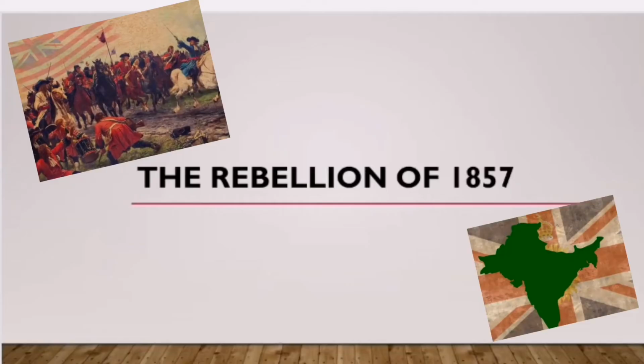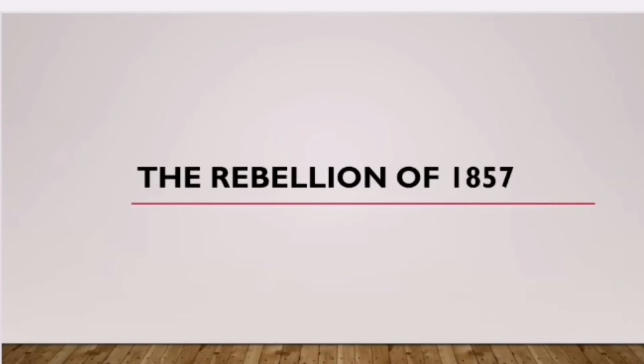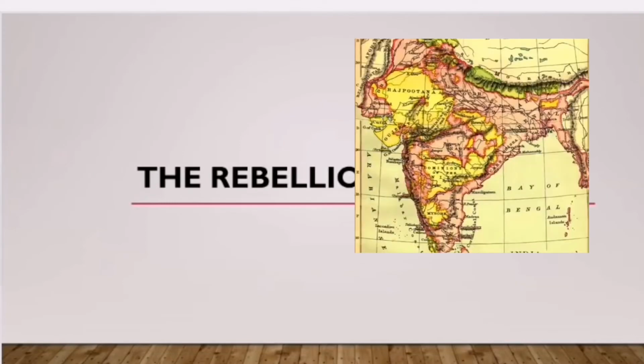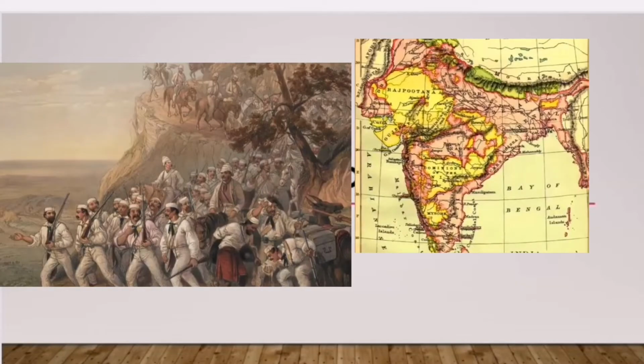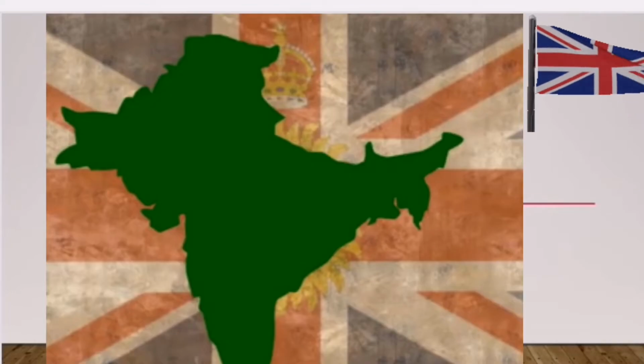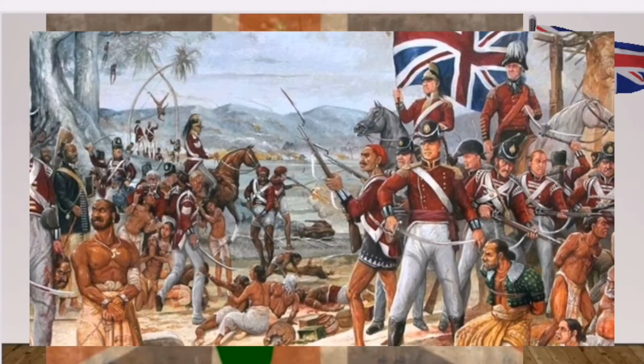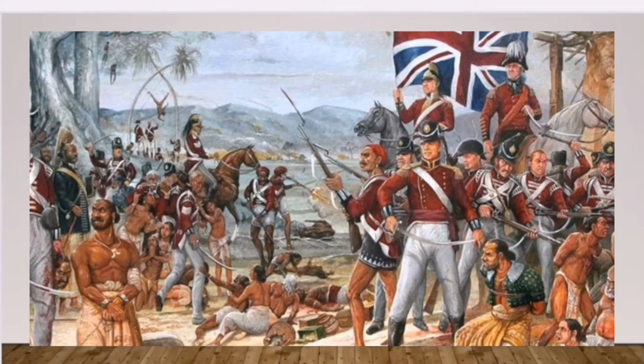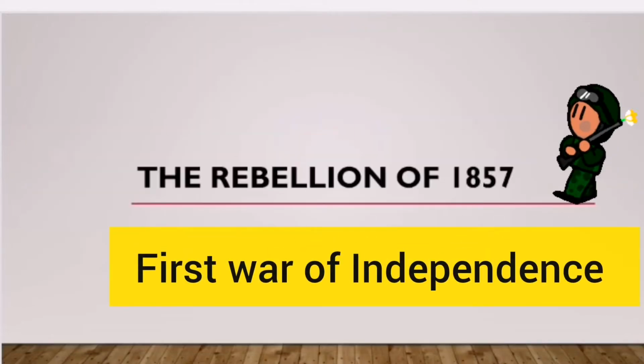Hi children, today we are discussing the class 8 history lesson, The Rebellion of 1857. We know that India was a British colony for a long time and got freedom in 1947. In this lesson we will discuss how Indians started the first war of independence. The 1857 revolt was popularly known as India's first war of independence.